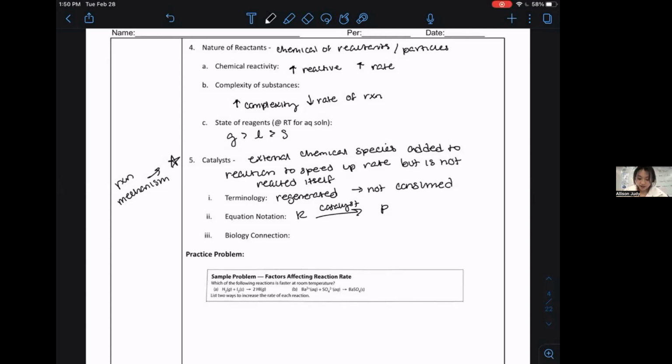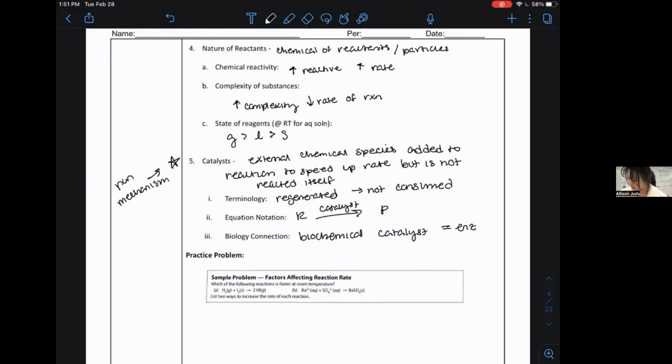Biological connection, that would be your enzymes. Your biochemical catalysts are your enzymes. Okay. And I don't know why I put a comma. That was unnecessary. Enzymes.